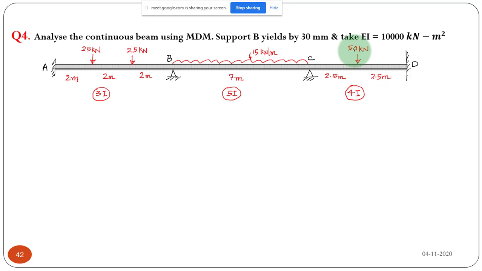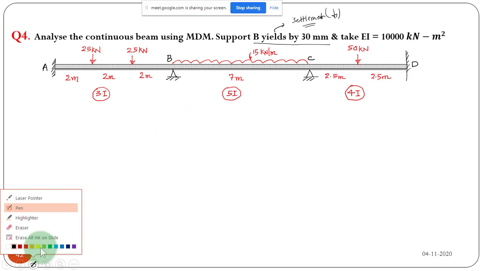So what is the difference in this question? The support B yields by 30 millimeter. Support B yields by 30 millimeter. That means at support B there is a settlement. Yield means you can take it as nothing but settlement. The support is yielding, or you can say that is nothing but the settlement at support B. Support B is moving, it is just settling down like this.